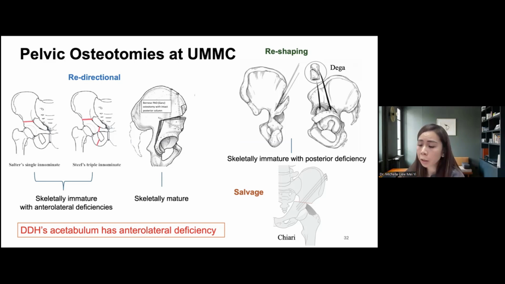That is why we often utilize Salter or Steel triples, a redirectional osteotomy for skeletally immature bones. A Dega, which is a reshaping osteotomy, addresses a posterior deficiency. And Chiari involves shifting the acetabulum medially to improve the coverage of the femoral head. So the unmoved superior portion usually blocks the proximal head migration.